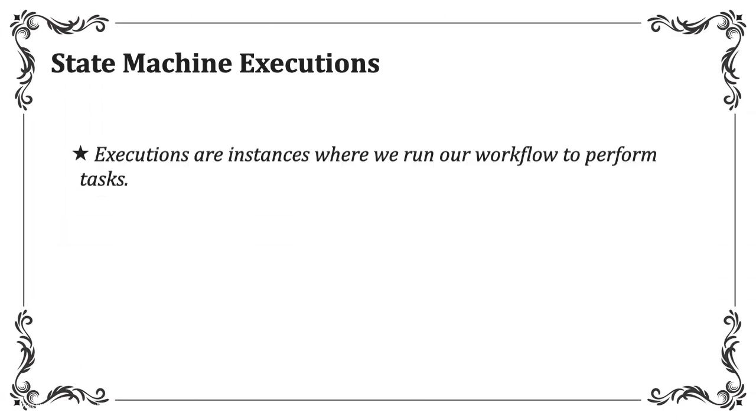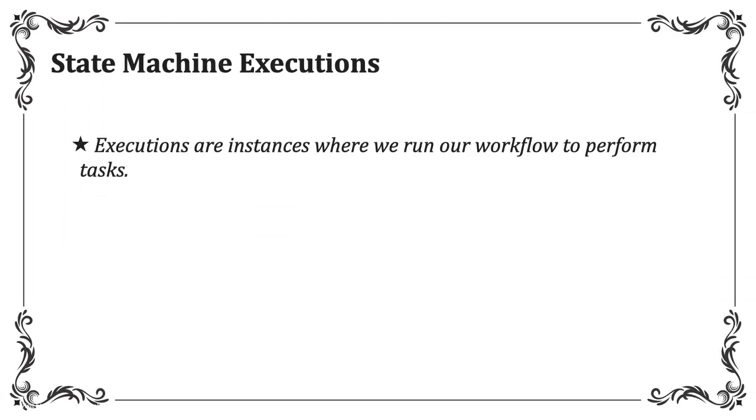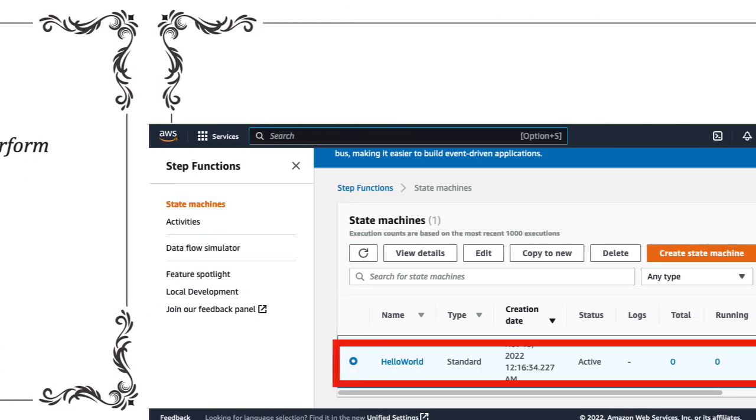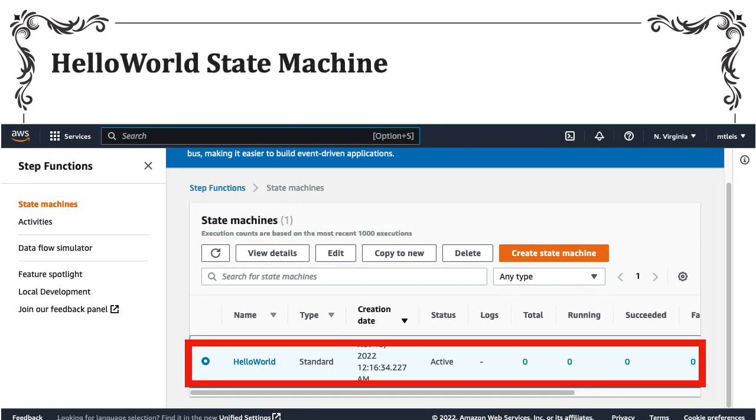So the state machine's executions are instances where you run your workflow to perform tasks. Now we understand what an execution is. Let's open the state machines that we have created in Step Functions.